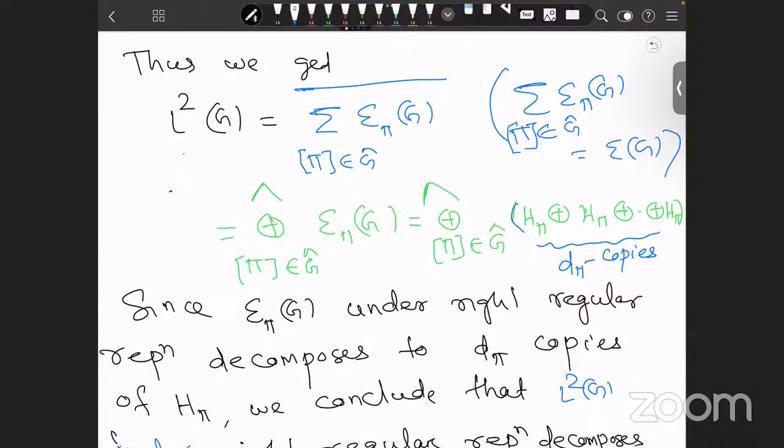And since this E_π, if π is not equivalent to ρ, then E_π is really orthogonal to zero. So I can write that thing like this. Now each E_π G, I have told you that each E_π G decomposes into d_π copies of it. So I am writing this H_π plus H_π plus H_π, d_π copies. This is just a notation. π belongs to G hat, and this is the notation, whatever you understand.